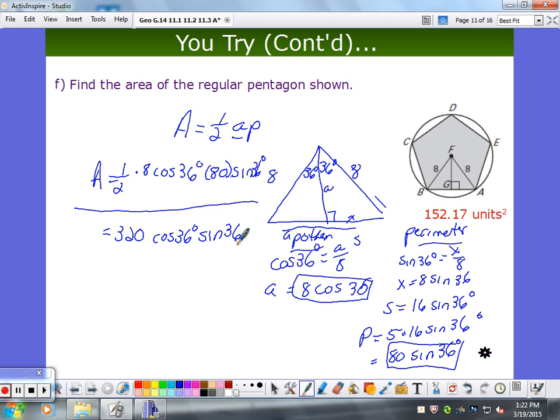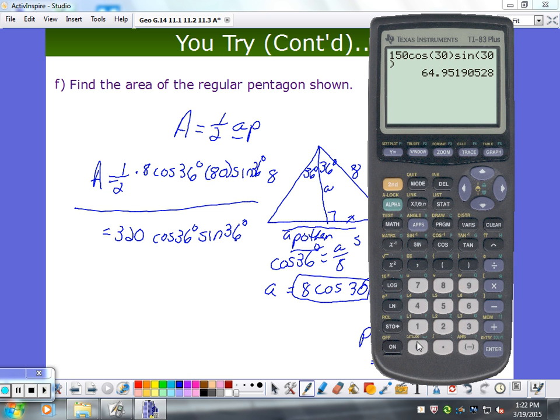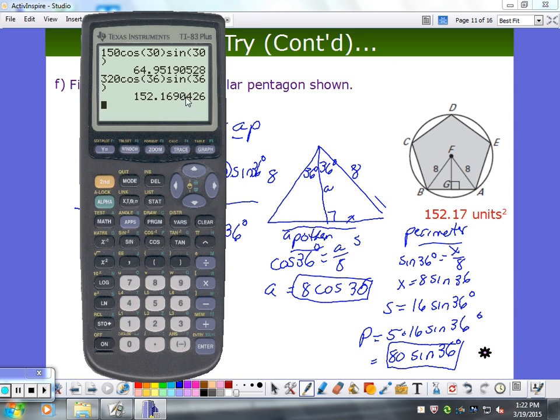Now I'm ready for my calculator. Notice how I don't estimate this at all. I want to get to my final answer in one step so that I can be as accurate as I can be. So it's 320 times the cosine of 36 times the sine of 36 degrees, and that gives 152.169. Rounded to the nearest hundredth, 152.17.